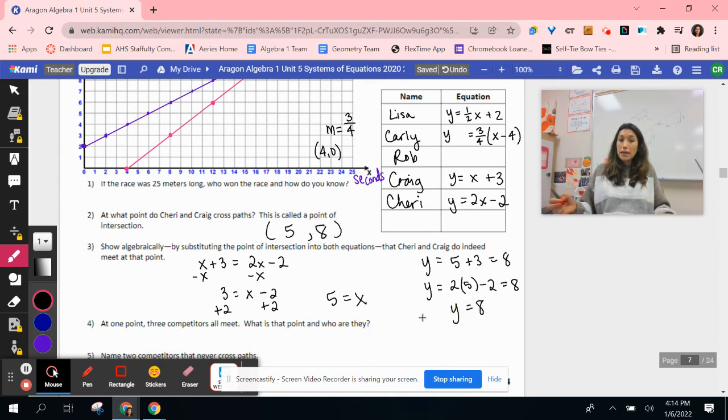So (5, 8), that should be what you got when you looked at the graph. It should also be what you got when you solved it algebraically. Okay. Now you are looking for 1 point.